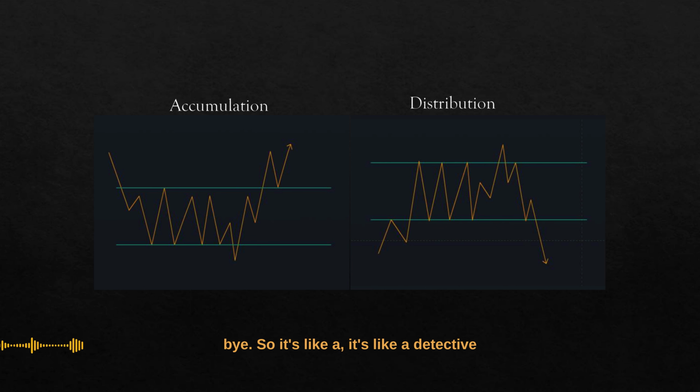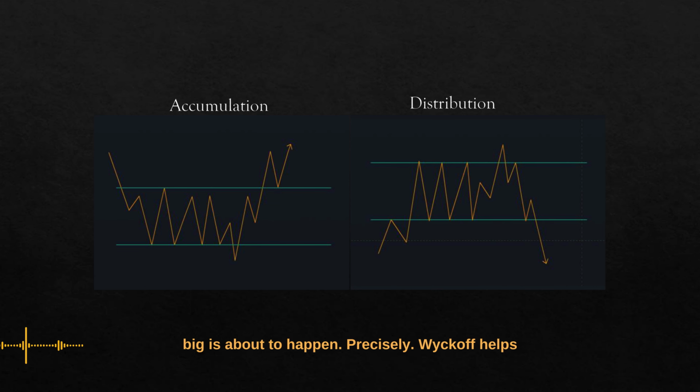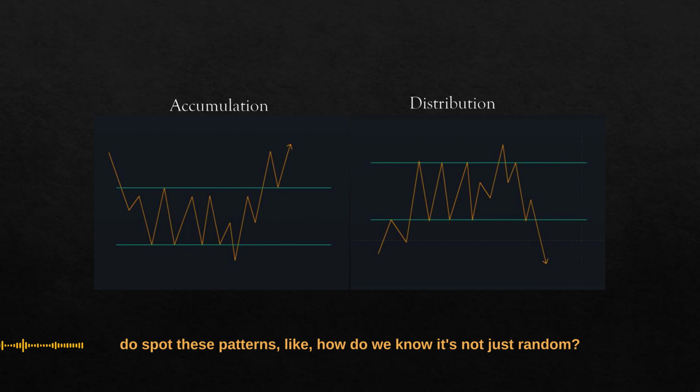So it's like a detective novel. We're looking for clues, those subtle hints that something big is about to happen. Precisely. Wyckoff helps you anticipate, not just react. I like that. Now, you mentioned that markets are messy. Even if we do spot these patterns, how do we know it's not just random? What if we're seeing things that aren't really there?